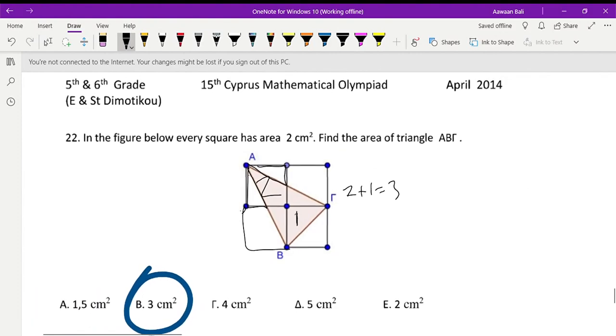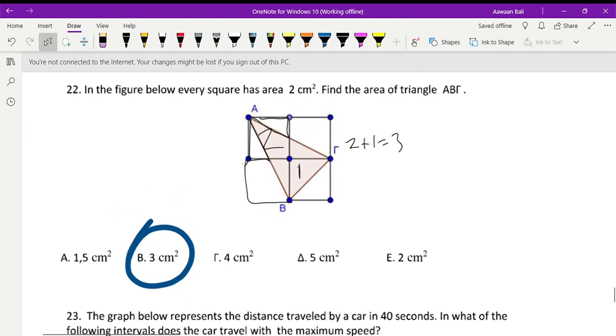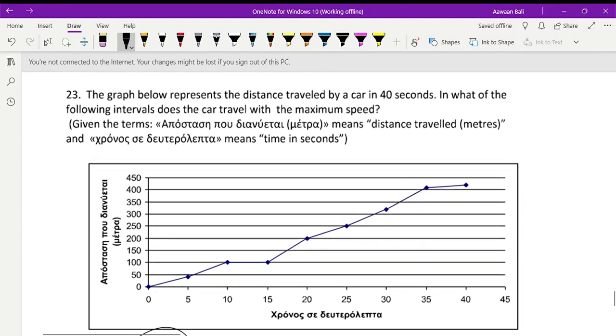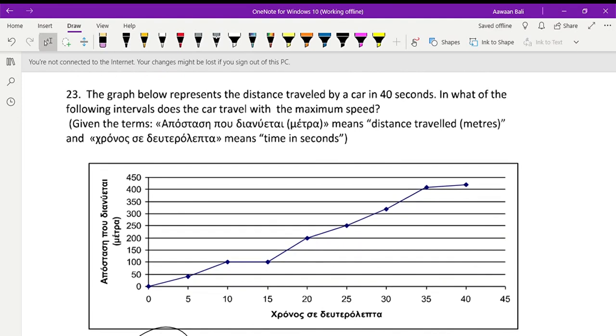And the reason why it became 2 is because every square is 2 centimeters squared. So we made a square, there is 2, and half a square here is 1. So that means 2 plus 1 is 3, and therefore the area is 3 centimeters squared. Easy, right? Now, question number 23.